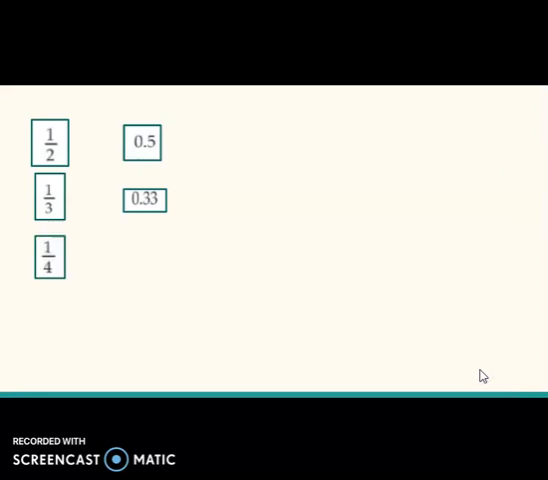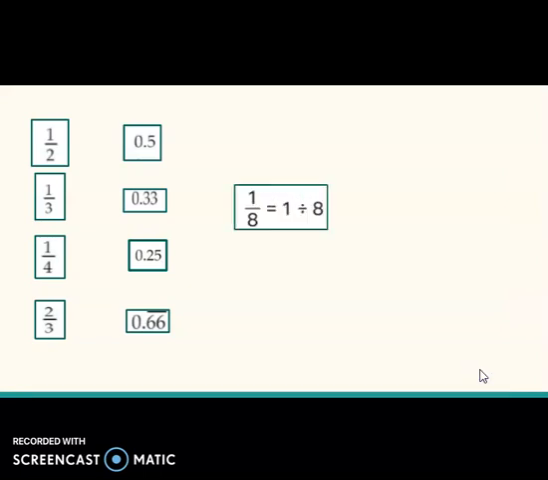1 upon 4 as a decimal equivalent can be written as, yes, you are right, 0.25. 2 upon 3 as a decimal equivalent would be 0.66. Now what to do if we have a fraction part at the end that cannot be simplified or cannot be made equal to 10 or 100?